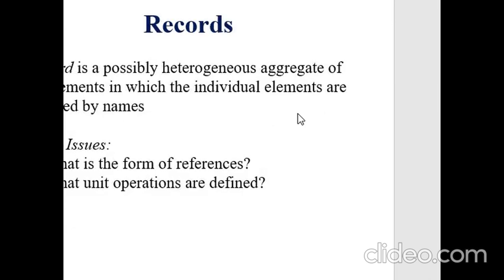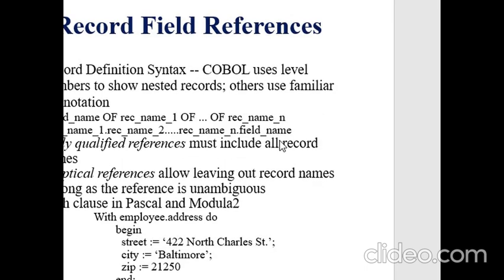A record is a possibly heterogeneous collection of data elements in which individual elements are identified by names. The record.